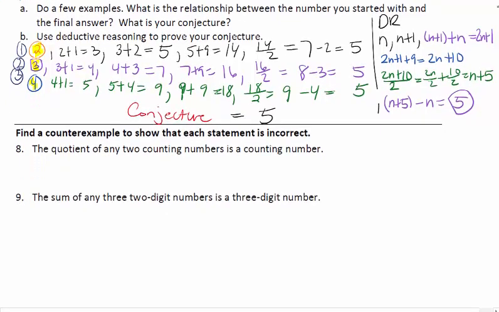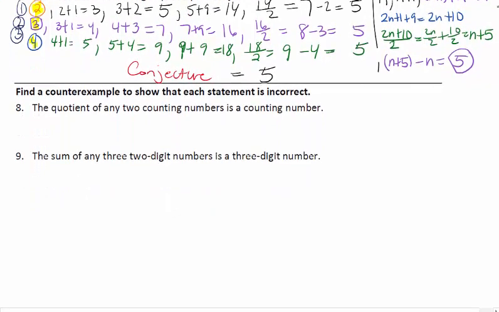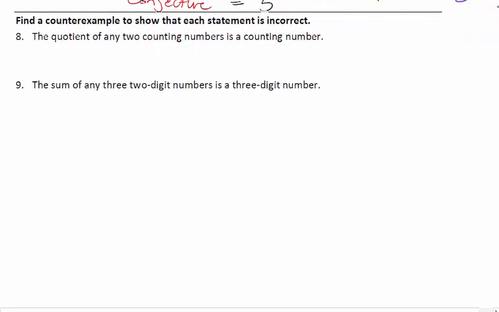You're going to need to practice the deductive reasoning problems. So the last two we're going to do for these examples are counterexamples to prove something is false. All we need is one example. So number 8 says quotient, which means divide. Any two counting numbers is a counting number. So you're making it fit something that doesn't work.